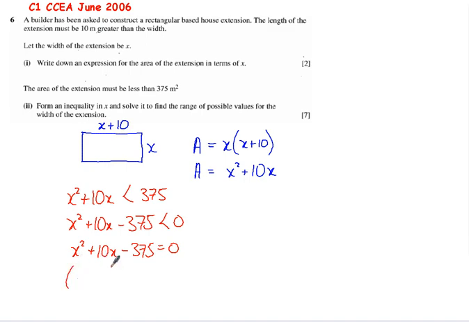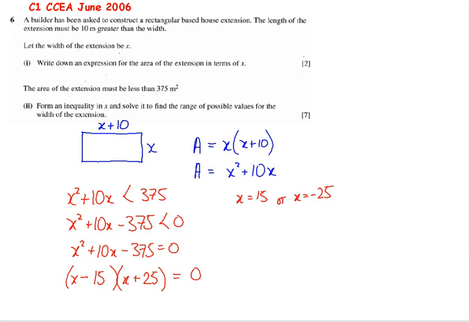Now it might take a wee bit of thinking there. So we've got x, and I'm thinking it's going to be 25 and 15. And to get a positive 10, we have to have x plus 25 and x minus 15. So when we solve that, we get values of x as 15 or x equals minus 25.